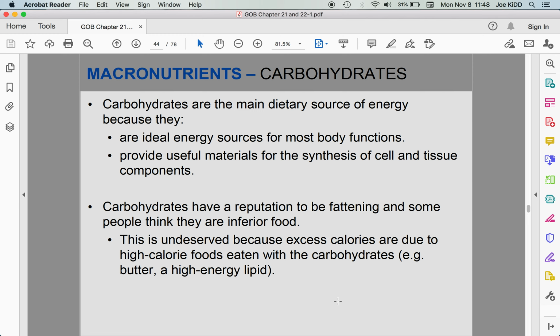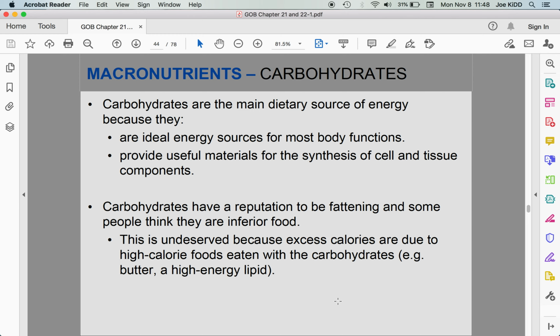So we talked about this in chapter 17, but carbohydrates are the main dietary source of energy. This is because of the fact that it is part of our diet. It's one of the easiest ones to break down. Right, they're ideal for energy source for most bodily functions. They provide useful material. So remember that not only does the food we ingest provide us with energy, but it also provides building blocks, right? So when we break down food, the carbons, the oxygens, the nitrogens, everything that we ate is now part of like the Lego building set that we can use to go build other things that our bodies need.